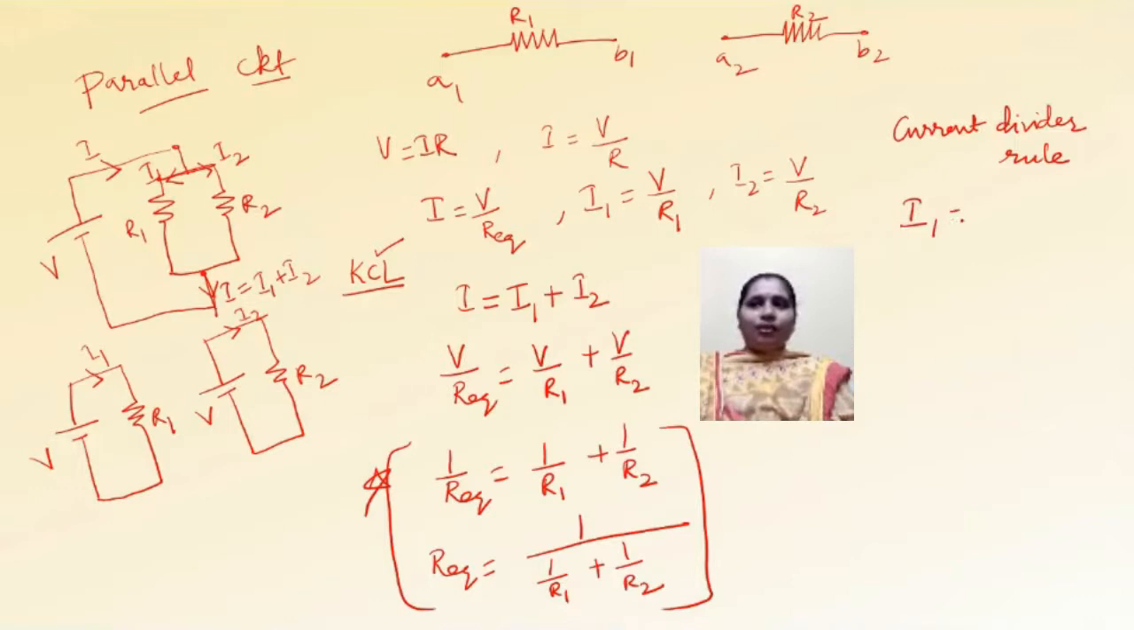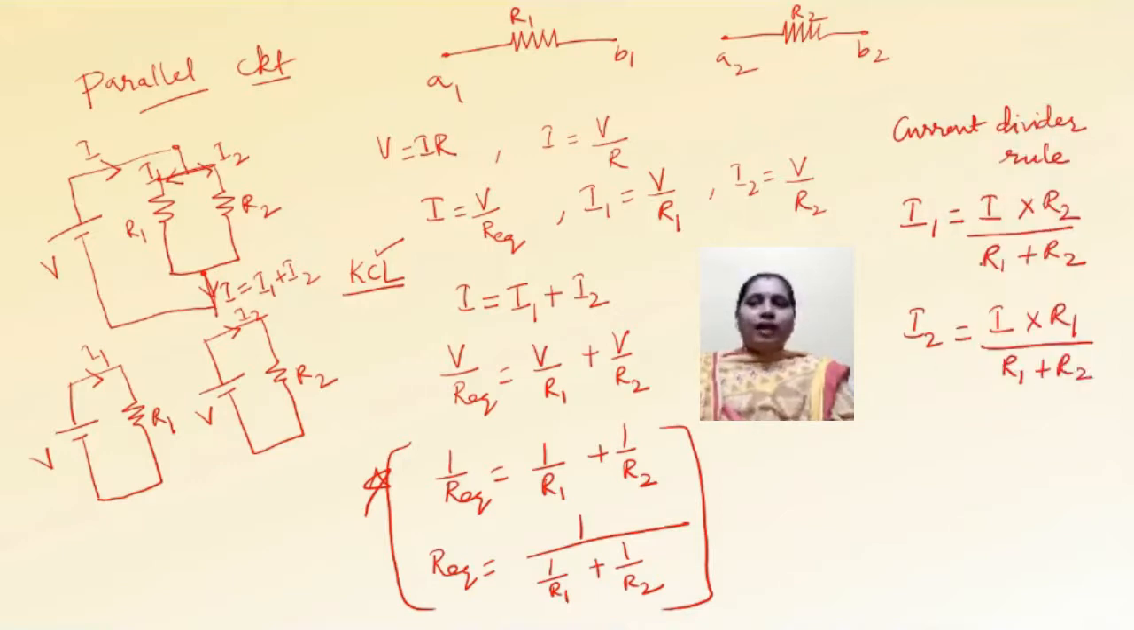I1 is nothing but the total current I into the opposite branch resistance R2, divided by the sum of the total resistance. Similarly, what is I2? I2 equals the total current into the opposite branch resistance. As I am finding the current of the second branch, the opposite branch resistance is the first branch resistance, divided by R1 plus R2.